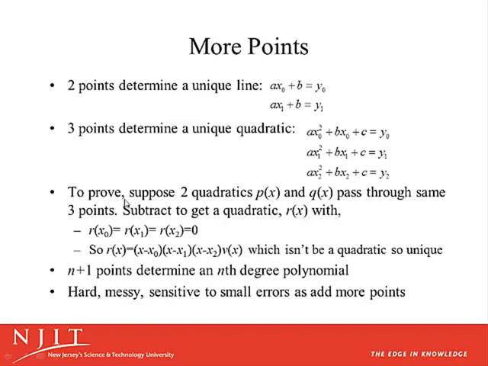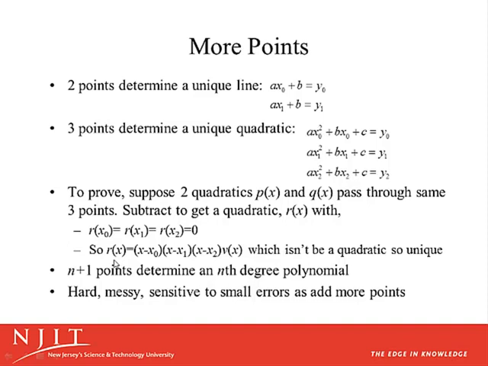To prove that there is a unique quadratic through 3 points, one can suppose that there are 2 quadratics that go through the same 3 points. Call one of them p of x, call the other one q of x, and if they pass through the same 3 points and they are quadratic functions, you can subtract them to get at most a quadratic. Let's call it r of x, where r at x0, r at x1, and r at x2 are all 0, since they go through those 3 points, when we subtract p minus q, the function r of x is equal to 0 at those 3 points.